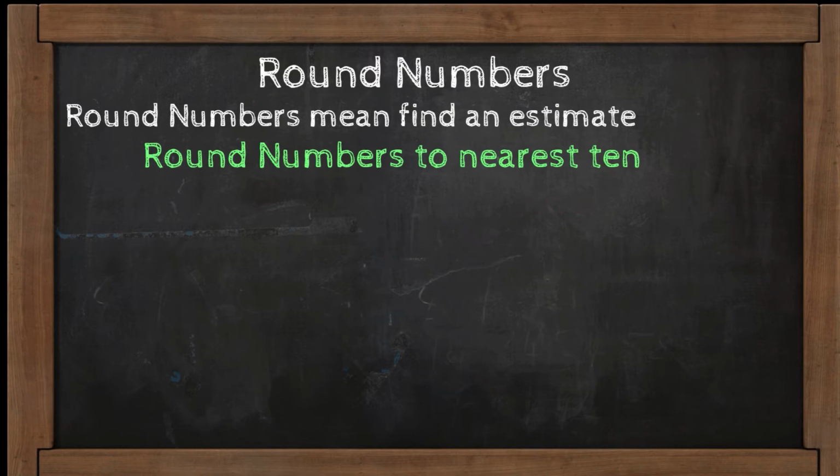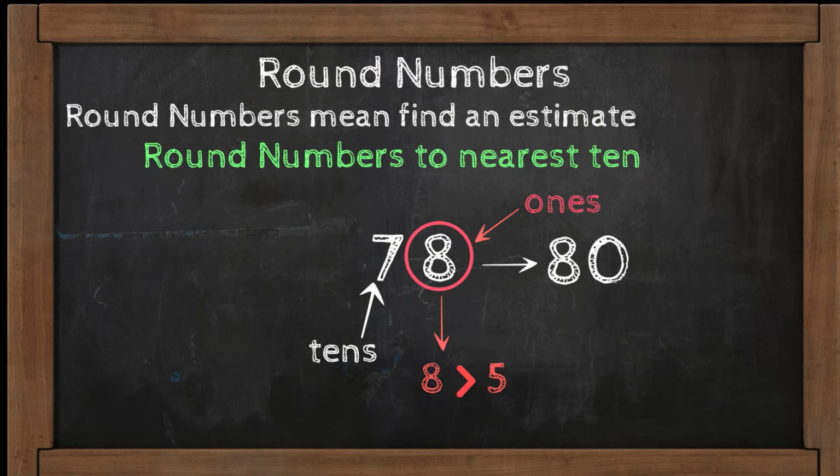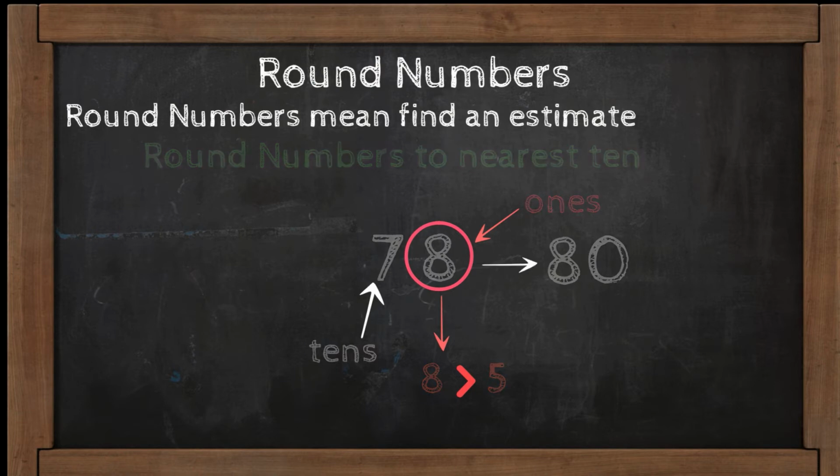Let's have another one. Round 78 to the nearest 10. 7 is the tens, so the 8 is going to change to 0. Now look again at the ones. As we said before, if it's 5 or more, you need to round up. If it is 4 or less, you are going to round down. Since 8 is greater than 5, we are going to round up to 80.